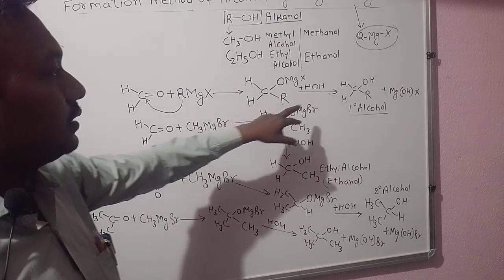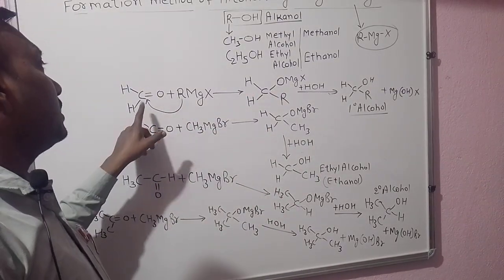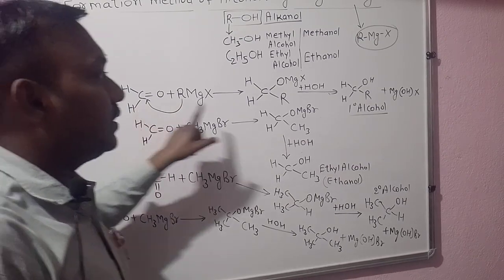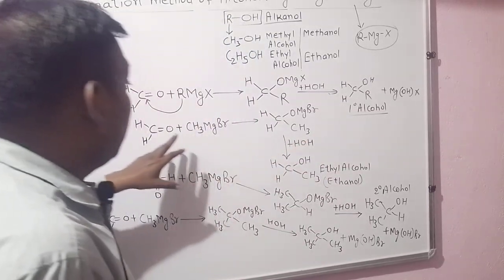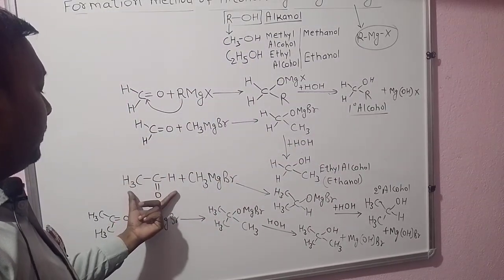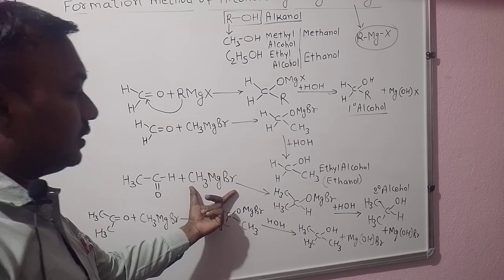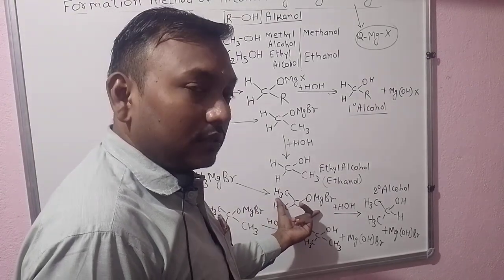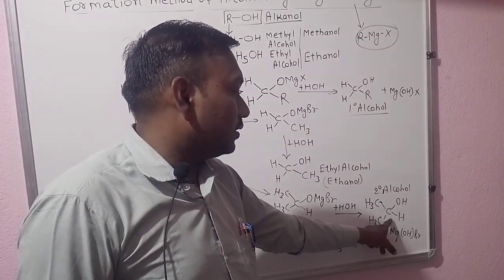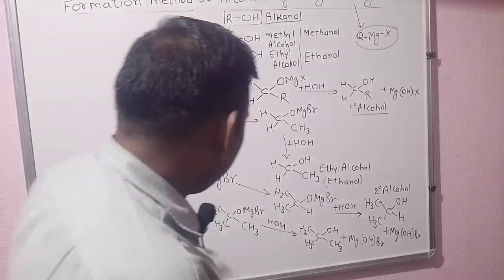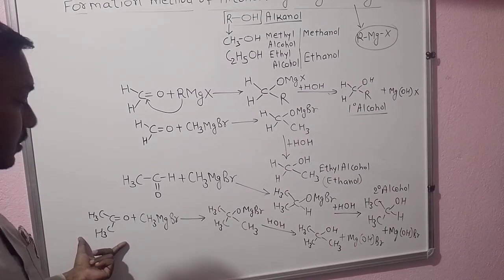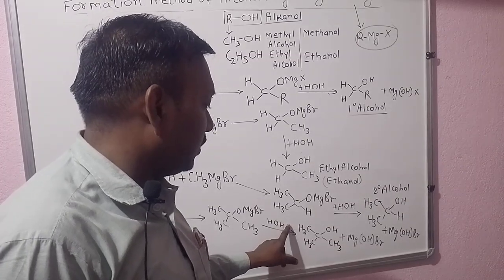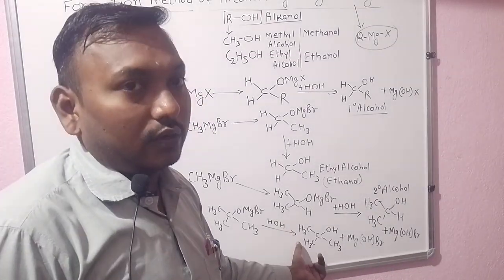Then in this case, by the reaction of Grignard reagent with formaldehyde, we can get 1 degree alcohol. Second, when we take acetaldehyde with Grignard reagent, by the hydrolysis of the intermediate we get 2 degree alcohol. And when we take a ketone with Grignard reagent, by the hydrolysis of the intermediate compound we get 3 degree alcohol. Clear?